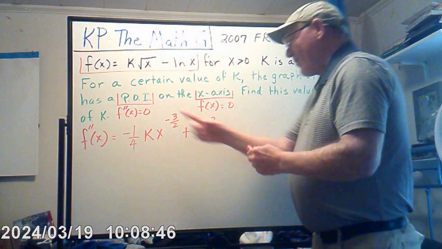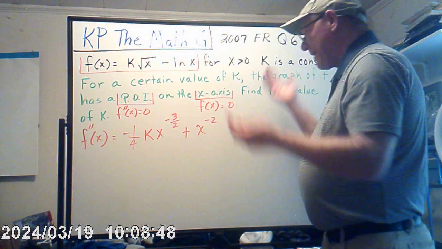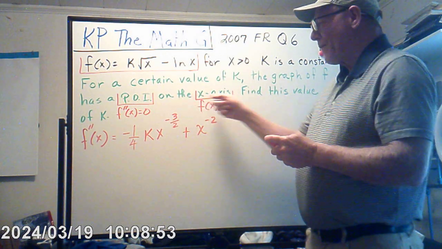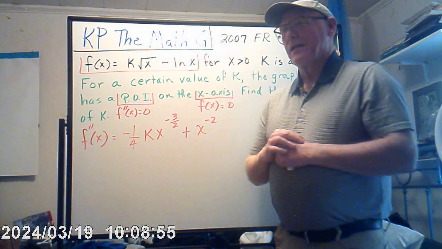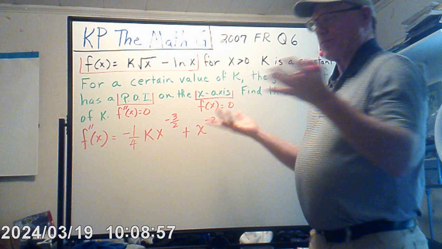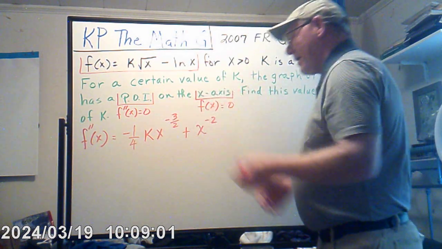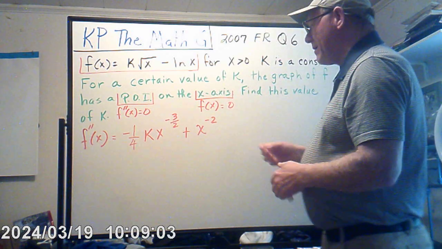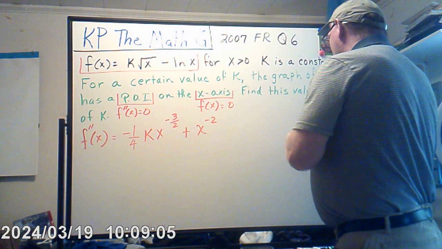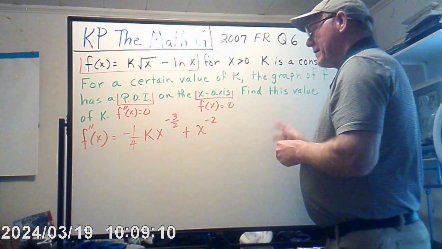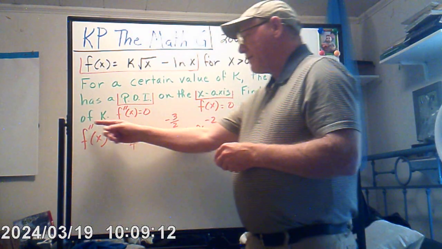Now, I looked at both of these and got to thinking, well, how do you know f of x is equal to 0? It says, oh, it's on the x-axis, okay. And f of x really is y, okay? Y is equal to 0. X could be any number. And so what we're looking for, we want to find this value of k.